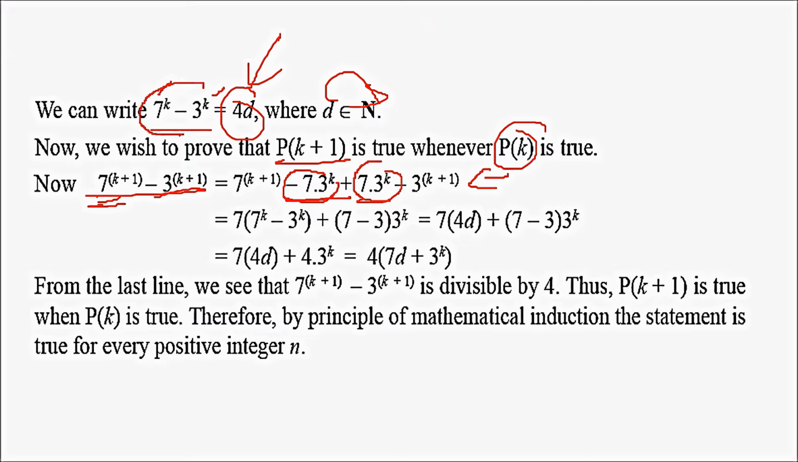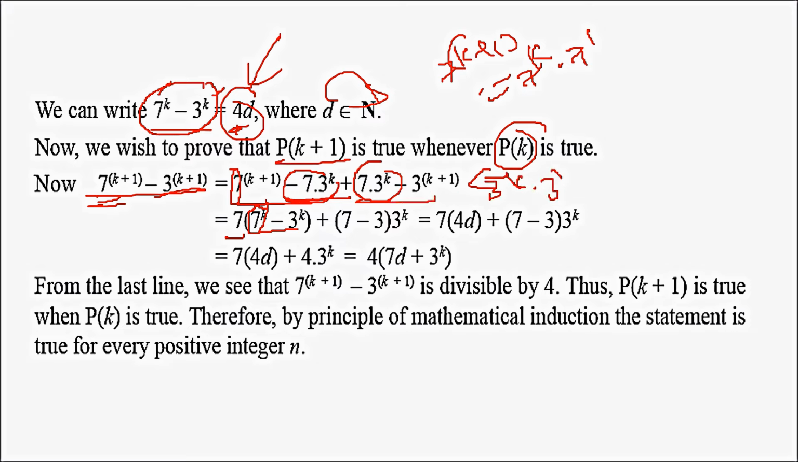Because we know we have to get this 4d somewhere. You can get this 4d from 7 to the power k minus 3 to the power k. If you take 7 common from here, 7 to the power k plus 1 is nothing but 7 to the power k into 7 to the power 1. So you take 7 common, and 7 to the power k and 3 to the power k remain. In a similar fashion, now take 3 to the power k common here. This is again 3 to the power k into 3 to the power 1. Inside this, you get this and you get this.